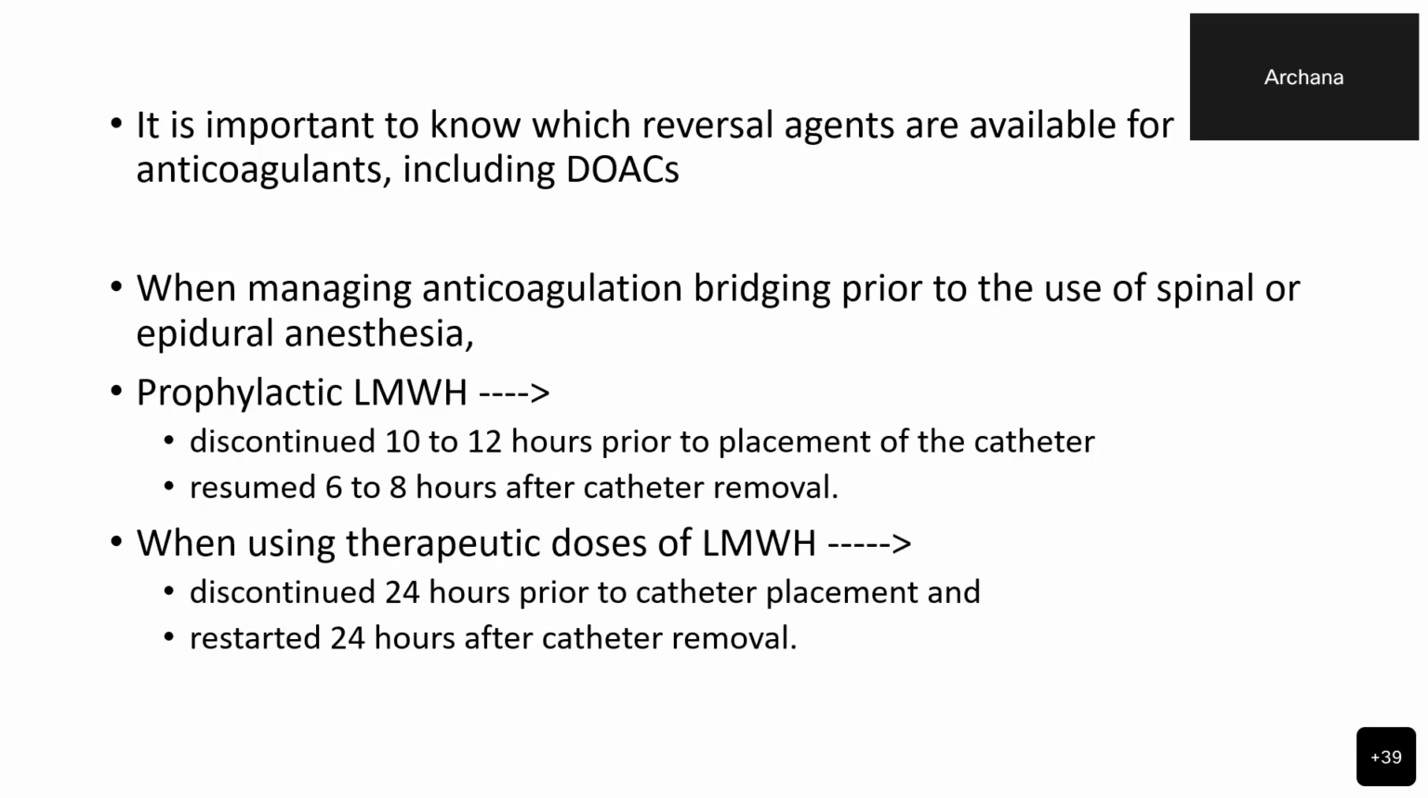When managing anticoagulation prior to the use of spinal or epidural anesthesia, the prophylactic low molecular weight heparin should be discontinued 10 to 12 hours prior to the placement of the catheter, and it should be resumed 6 to 8 hours after the catheter removal. When using the therapeutic dose of LMWH, it should be discontinued 24 hours prior to the catheter placement, and it should be restarted 24 hours after the removal.